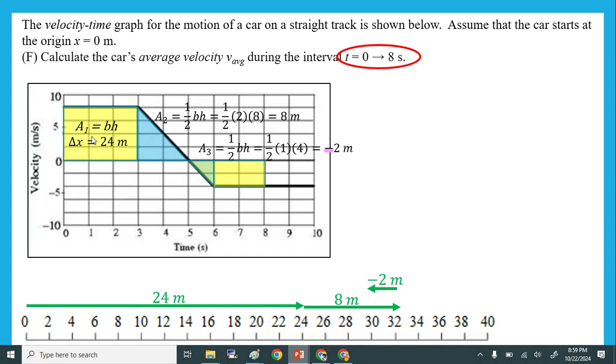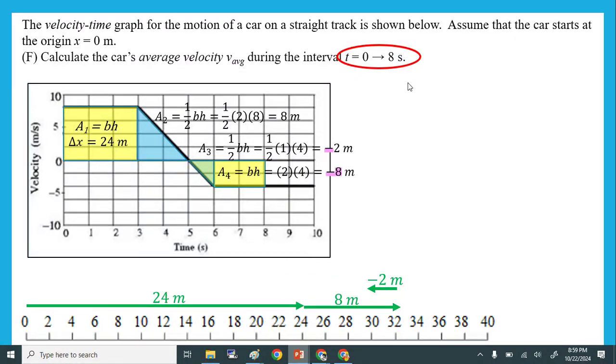So I kept the first area the same, which is positive 24 meters. I kept the area for the second triangle the same, because that's positive 8 meters, because that's, again, above the t-axis. A3 here hasn't changed. That's still negative 2. But the last segment that I'm highlighting here is from 6 to 8, and I need to stop at 8 because it asks for 0 to 8.